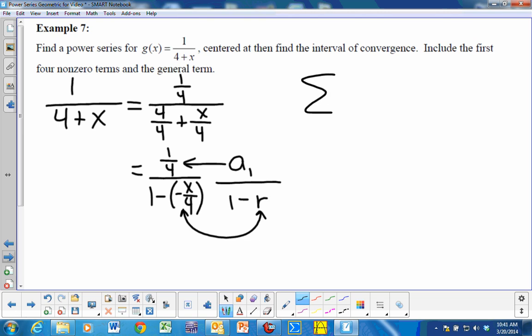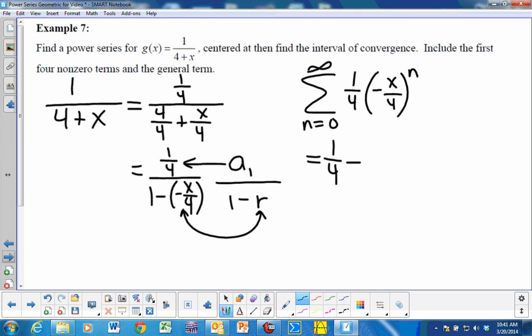So if we want to write out our series, our first term is a fourth, and then we write negative x over 4 to the n, sum from n equals 0 to infinity, and there we go. So knowing that makes it really easy. If I recognize that it fits that sum formula, then it's super easy for me to write this out. And if I want to find the first 4 non-zero terms, all I have to do is plug in 0, 1, 2, and 3. So when I plug in 0, I get a fourth.